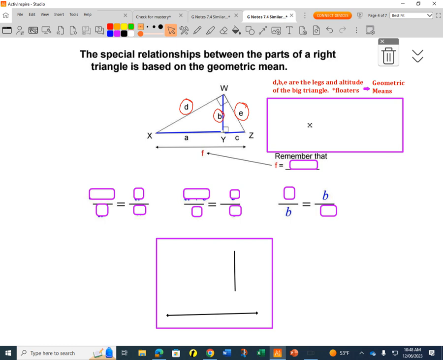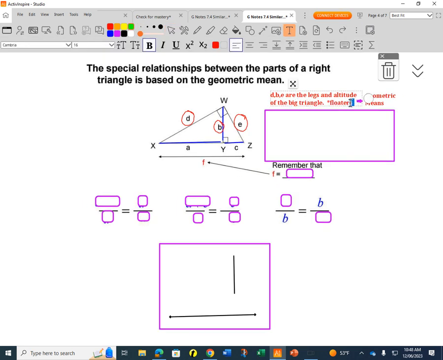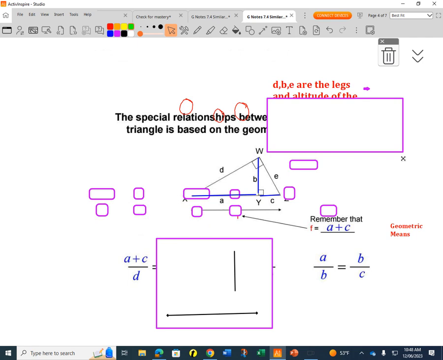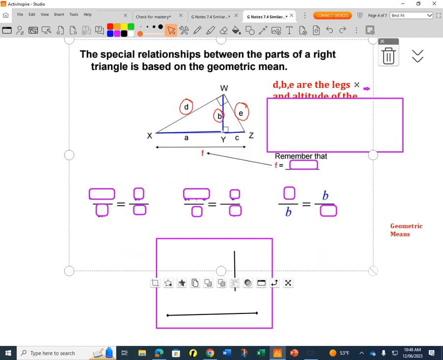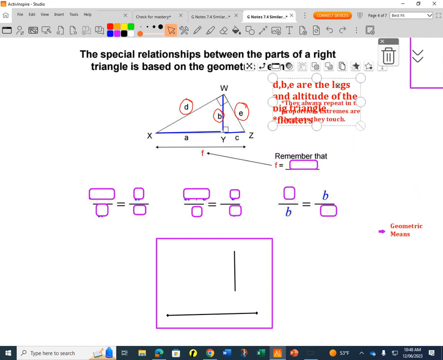I'm going to try to make it bigger. When I make my whole screen bigger, it goes off the screen. So I didn't know that when I first did it. There you go.